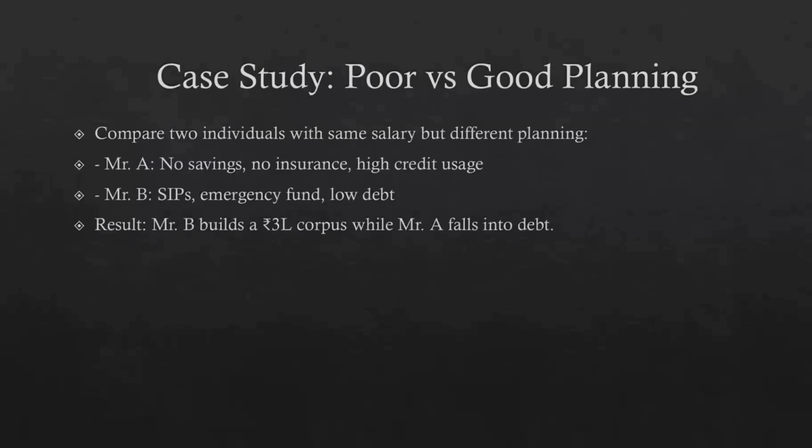Moving on to a case study: poor versus good planning. Meet Mr. A and Mr. B. Both earn 40,000 per month. Mr. A spends without tracking, has no insurance, and takes a loan when an emergency hits. On the other hand, Mr. B follows a budget, invests rupees 5,000 per month in a SIP, and has a rupees 60,000 emergency fund. After 5 years, Mr. A has debt, while Mr. B has over rupees 4 lakh in savings and peace of mind. This example shows that income isn't the problem. It's discipline that can make you go far in your future, in investment and everything.